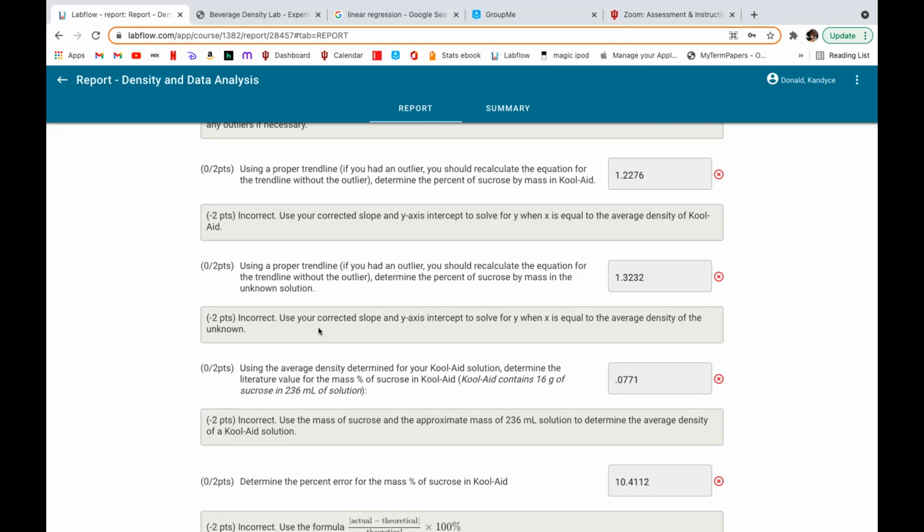And I do the same for the Kool-Aid mass too. I use the average mass. X should not be equal to the average density of Kool-Aid. So whoever wrote the assignment is wrong. Same thing for the next question. But yeah, so solve for X. So you plug the density in for Y, and then solve for X. Okay.